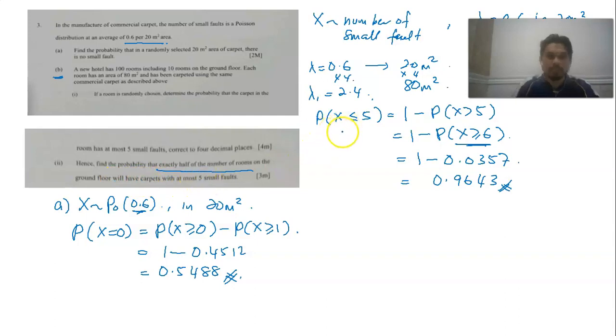From the Poisson distribution for question number 3, we change it into a binomial distribution. So X is binomially distributed with number of trials equal to half of the number of rooms on the ground floor. How many rooms do we have on the ground floor? The new hotel has 10 rooms on the ground floor. So the number of trials is 10.